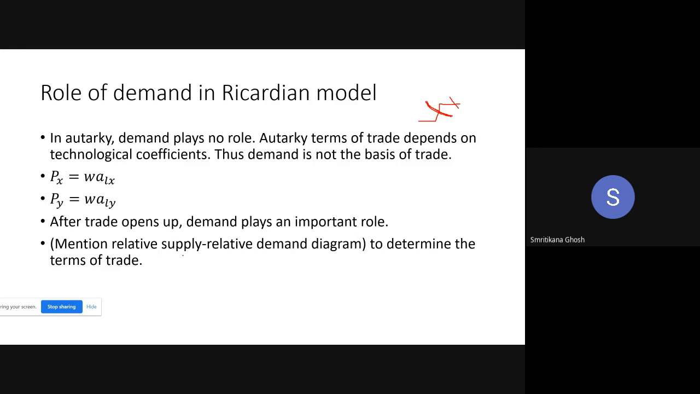As I said here, we use the relative demand, relative supply diagram to determine the terms of trade. So the terms of trade is here, right? Here we are getting the terms of trade. So this is our terms of trade. The terms of trade is determined by the interaction between the relative supply and the relative demand curve. So this is how demand plays a role in case of Ricardo.